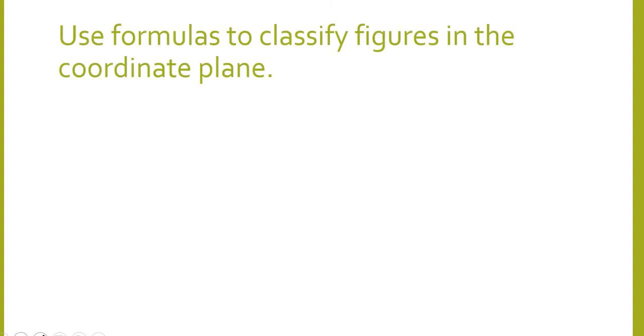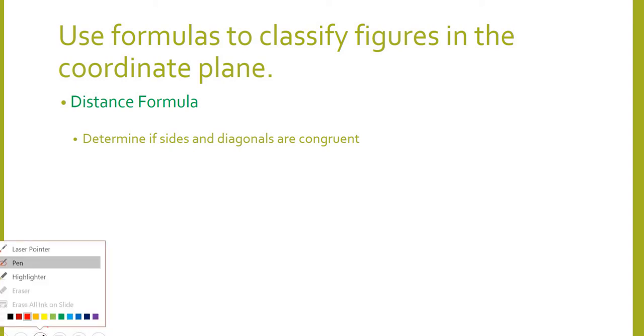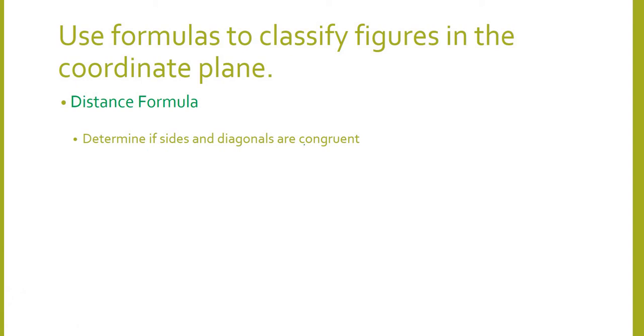We have three formulas to review. We're going to use these three formulas to classify figures. The first is the distance formula, and we're going to use that to determine whether sides and diagonals are congruent. And the distance formula, see if you can figure it out for yourself.